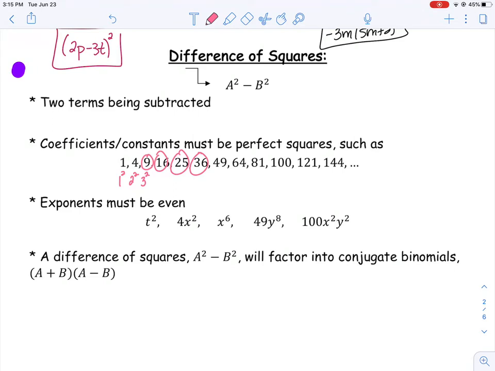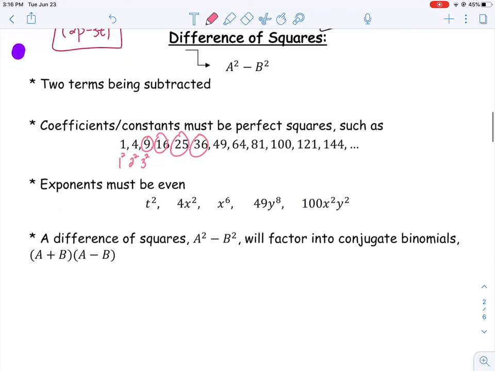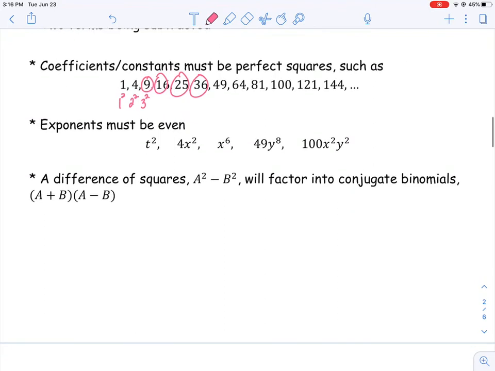They're square rootable. I don't know if that's a word, but we should be able to break them down by taking their square root. Also, if we have any variables with exponents on them, we need to make sure that those exponents are even so we can break them down equally. So a t squared can be broken down into a t and a t, or an x to the 6 can be broken down into an x cubed and an x cubed. We should be able to divide those exponents by 2 and spread them out equally.